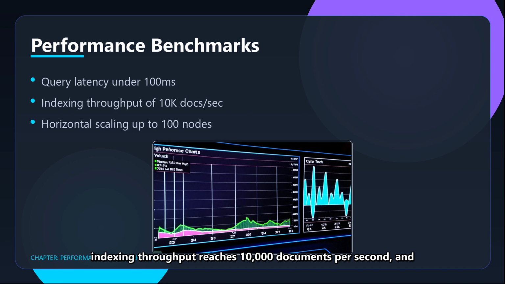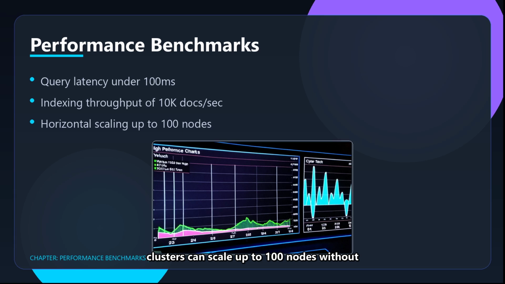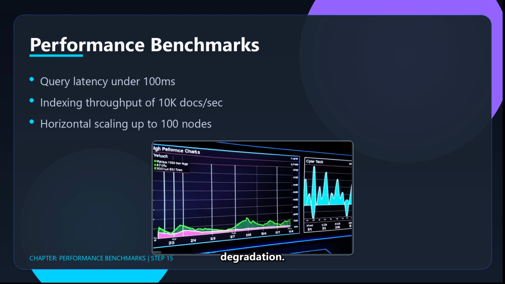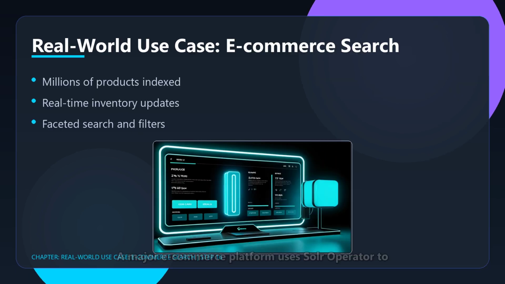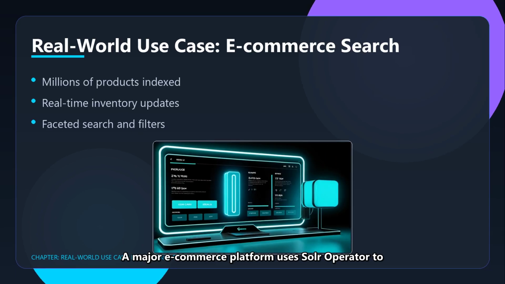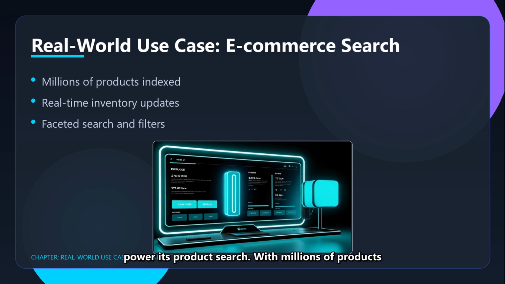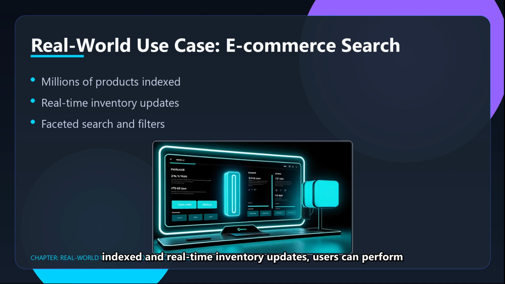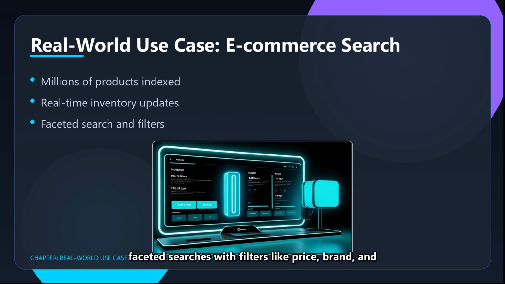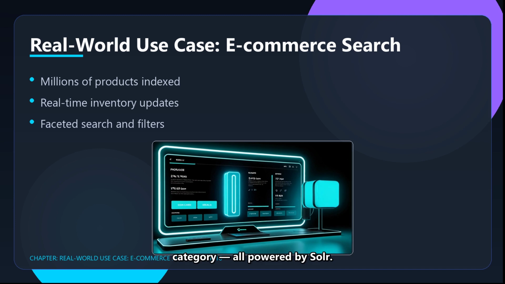Query latencies remain under 100 ms, indexing throughput reaches 10,000 documents per second, and clusters can scale up to 100 nodes without degradation. A major e-commerce platform uses Solr operator to power its product search. With millions of products indexed and real-time inventory updates, users can perform faceted searches with filters like price, brand, and category, all powered by Solr.